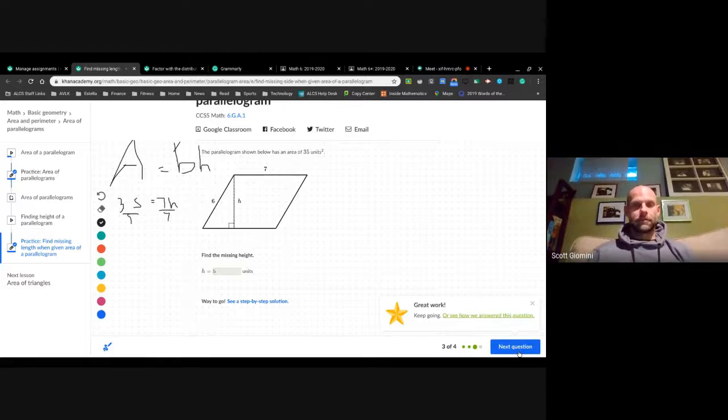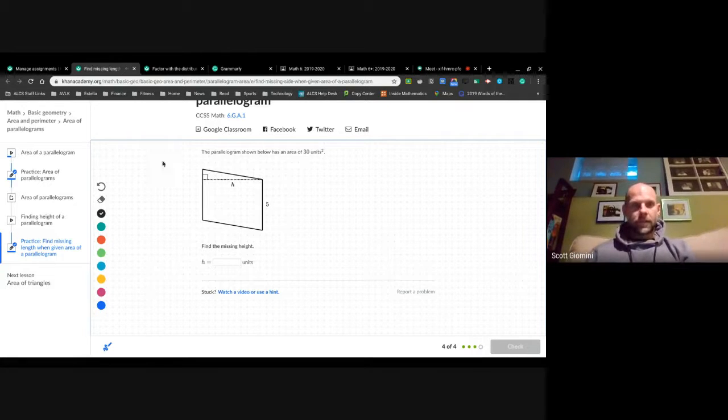All right, let's try another one. Again, now they run the height so it looks like a side, but the height again is perpendicular to the base. It forms a right angle. So if this side is 5, this side is 5 of the parallelogram. Opposite sides are parallel. Opposite sides will be congruent.